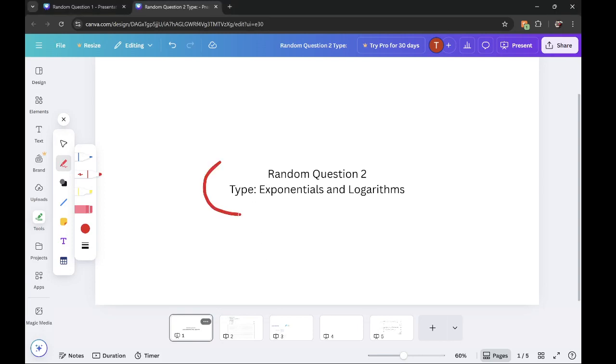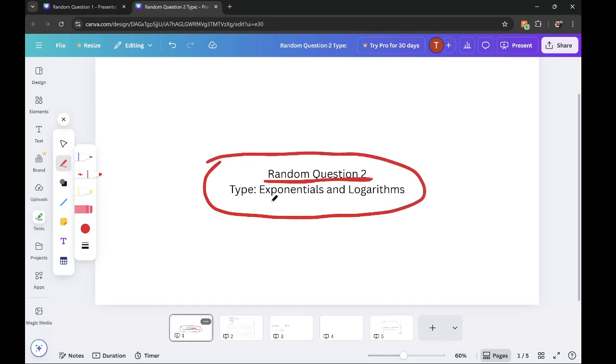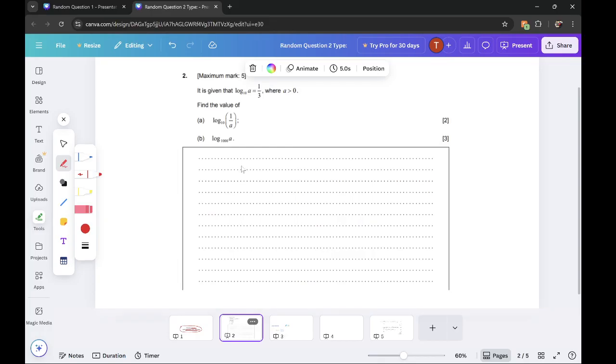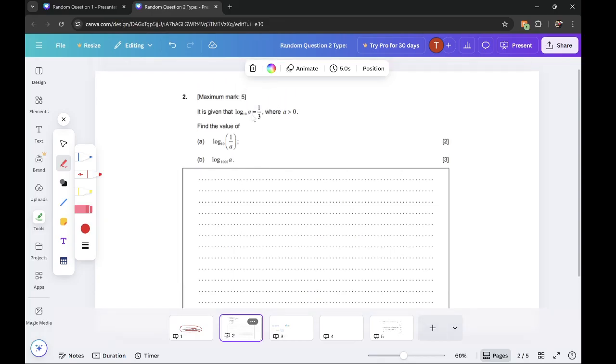Today is going to be a similar video to ones I have done before, random question part 2, and it's going to be based on exponentials and logarithms. So let's get right into it. It is given that log base 10 of a is equal to 1 over 3, where a is greater than 0. Find the value of log base 10 of 1 over a.